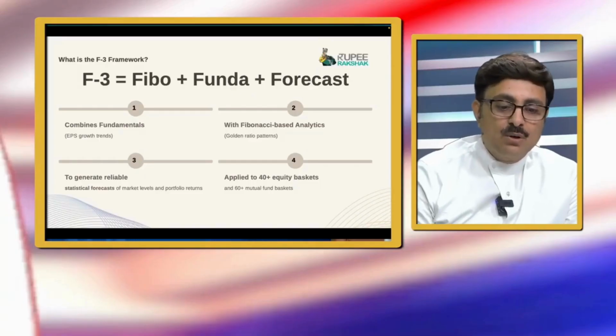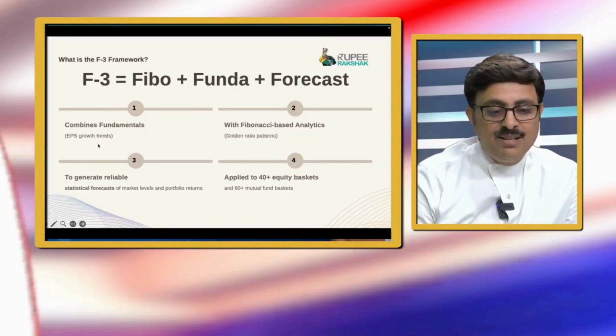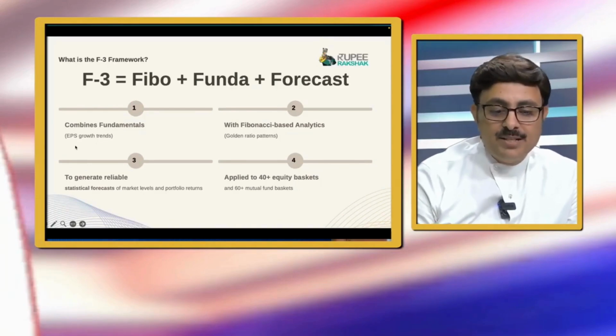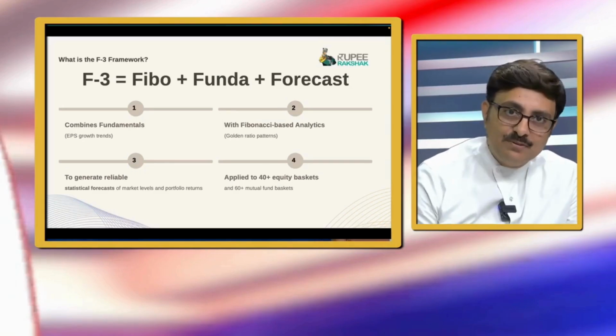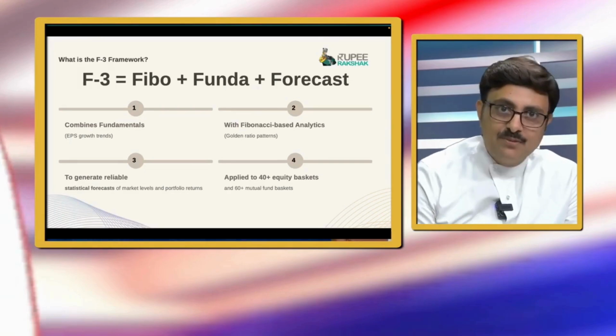Fundamental analysis basically looks at what the profits of the company are, what the revenues of the company are, what the expected orders are, and all things about the balance sheet and the management. That is called fundamentals. If we go back to the screen, Funda is actually fundamentals. Here it is basically EPS growth trends. When we say EPS, it is earnings per share. That is whatever profits the company has made in a specific quarter.